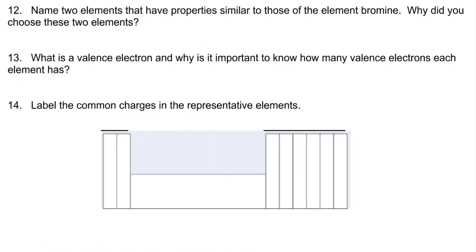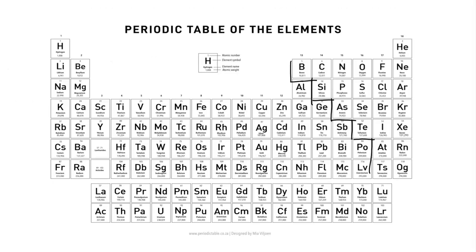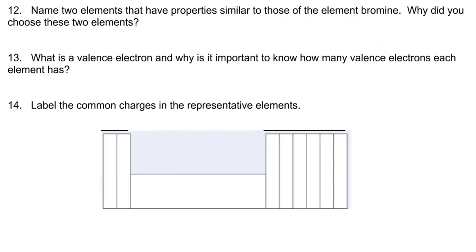Okay, elements that have similar properties to the element bromine. Well, let's take a look. Here's bromine. Ones that are going to have similar are going to be the other halogens, the things in the same group. And so those are going to be things like fluorine, chlorine, iodine, astatine, stuff like that. Why? They're all in the same group. The halogens, they all have 7 valence electrons.